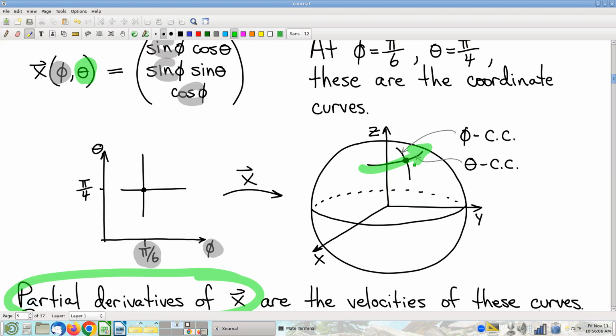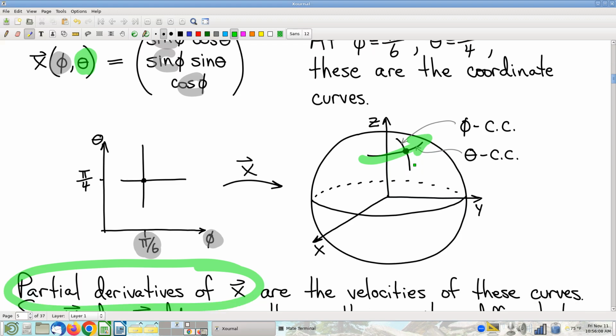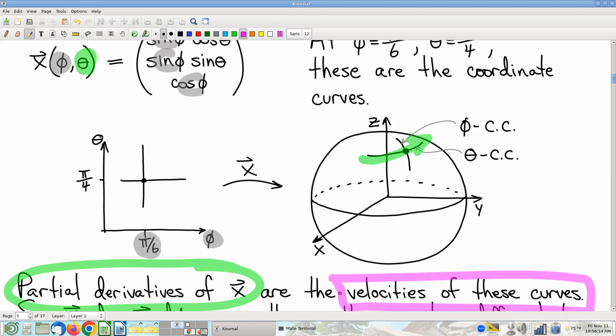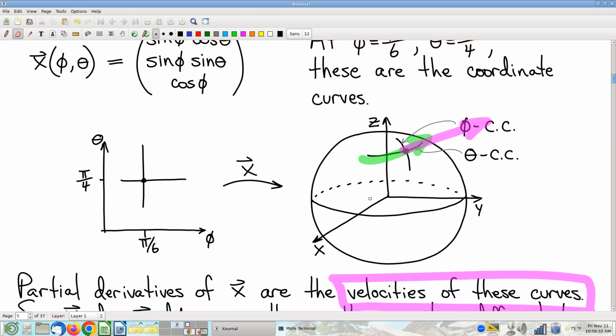And, side note, the derivative of a coordinate curve is the velocity. Right? So a partial derivative of x is a velocity vector of a coordinate curve. Does that all sound good? Yeah. Okay. All right, and likewise in the other direction.